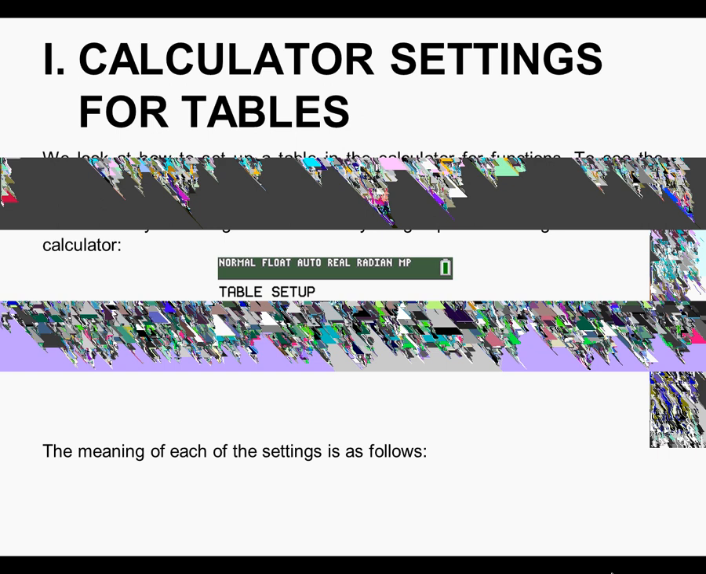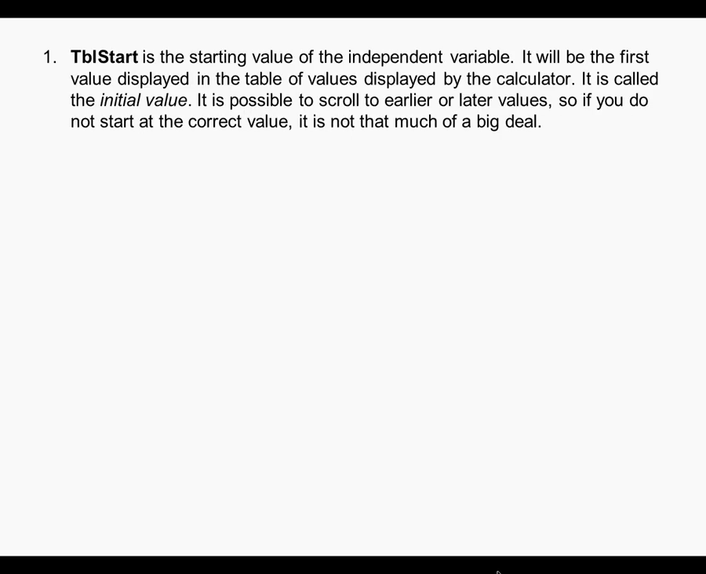Number 1, table start, and that's what that stands for. Table start is the starting value of the independent variable. It will be the first value displayed in the table of values displayed by the calculator. It is called the initial value. It is possible to scroll to earlier or later values, but it's just that it's the very first one. It's the one at the top of the table when you first use it. So if you don't want to start there, you can always go back to a different value. It's no big deal.